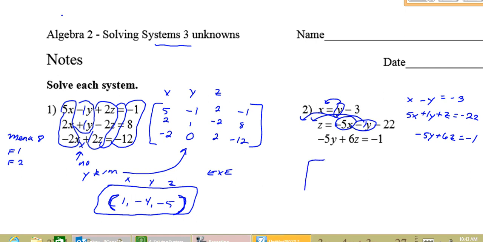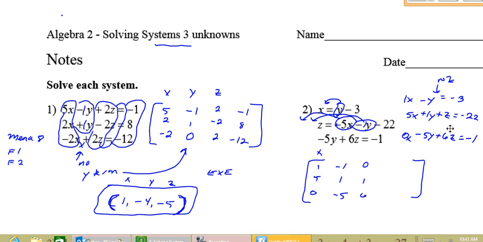So when we go to make our matrix for question number 2, we'll start with our x terms. We have a 1 and a 5, and no x's in the last one, so we have 1, 5, and 0 for our x terms. Then we have -1, 1, and -5. And then z, we don't have a z term here. There's no z term on the first equation. So we have 0, 1, and 6.